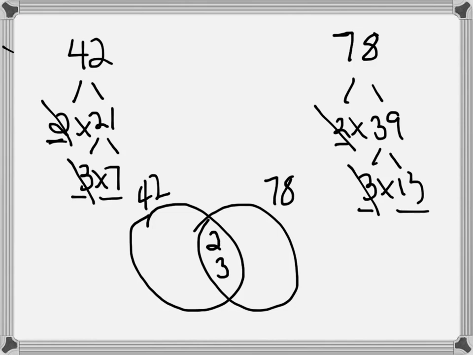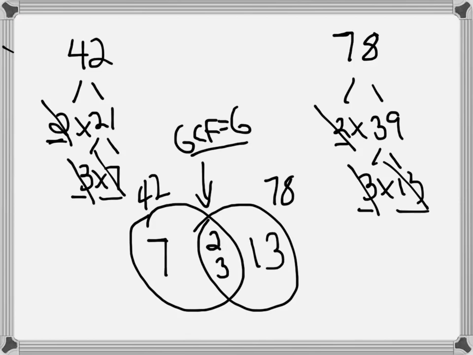So what we can see from this is that 42 and 78 both have 2 as a factor, they both have 3 as a factor, and 2 times 3 is 6, so they both have 6 as a factor. You multiply the numbers in the middle together, and that gives you the GCF, and here the GCF is equal to 6. Now, we also have a 7 left, so we cross out that 7 and put it there. We cross out this 13 and put that 13 there.